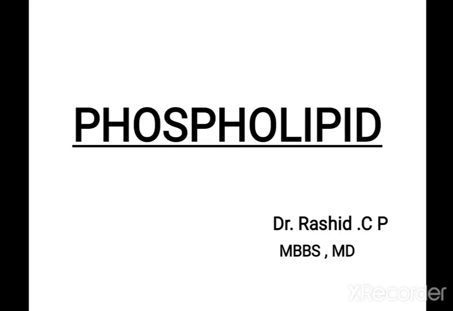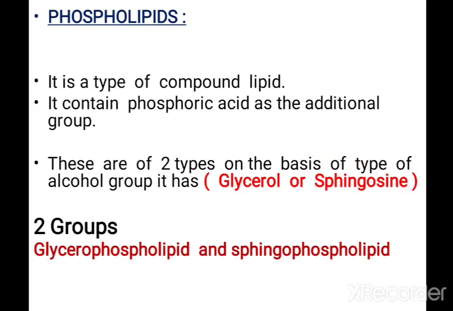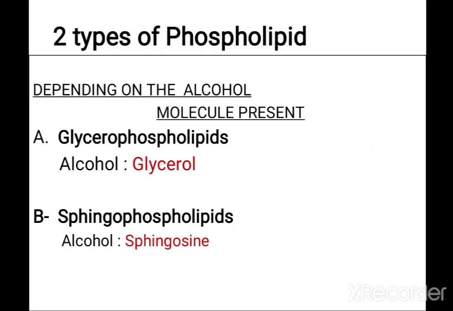In this video, I will explain the chemistry of phospholipid in detail. So, phospholipid is a type of compound lipid, and this phospholipid contains phosphoric acid as the additional group. And these phospholipids are of two types on the basis of the type of alcohol group it has, glycerol or sphingosine. So, glycerophospholipid having glycerol as the alcohol group, and sphingophospholipid having sphingosine as the alcohol group.